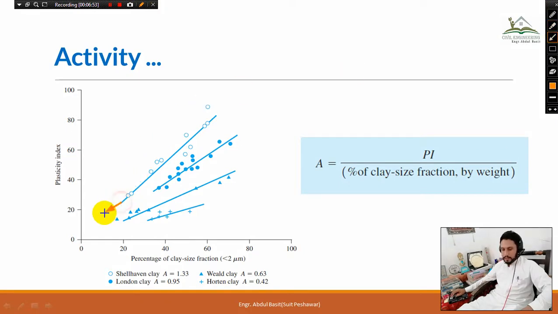Here you can see this line is moving down and it's passing through the origin. Again, if you move this line down, it is passing through the origin. This one is also passing. So for all types of clay, it is passing through the origin. Okay, but let me remove this first. Here it is.